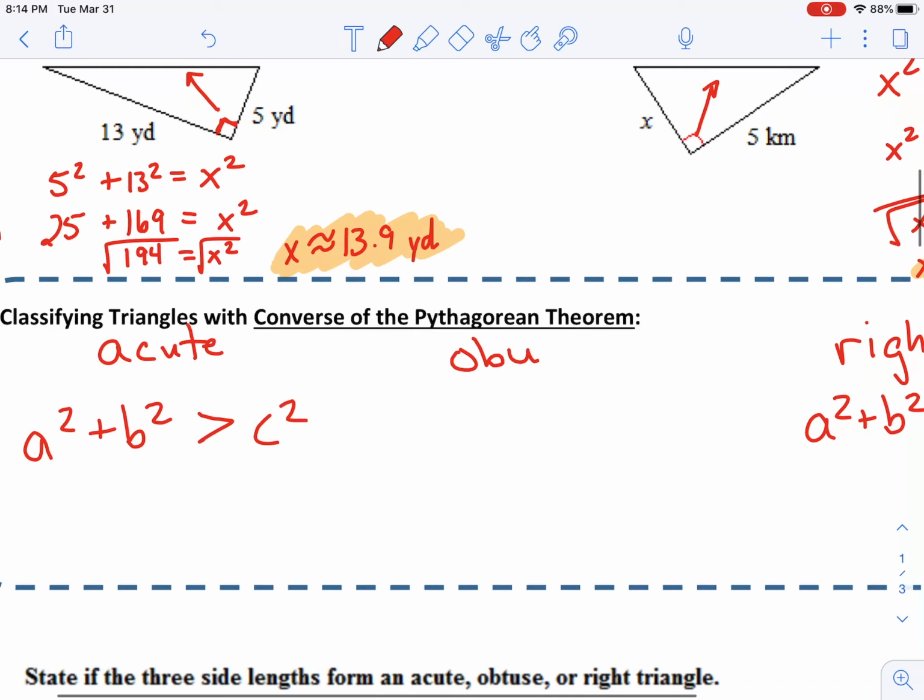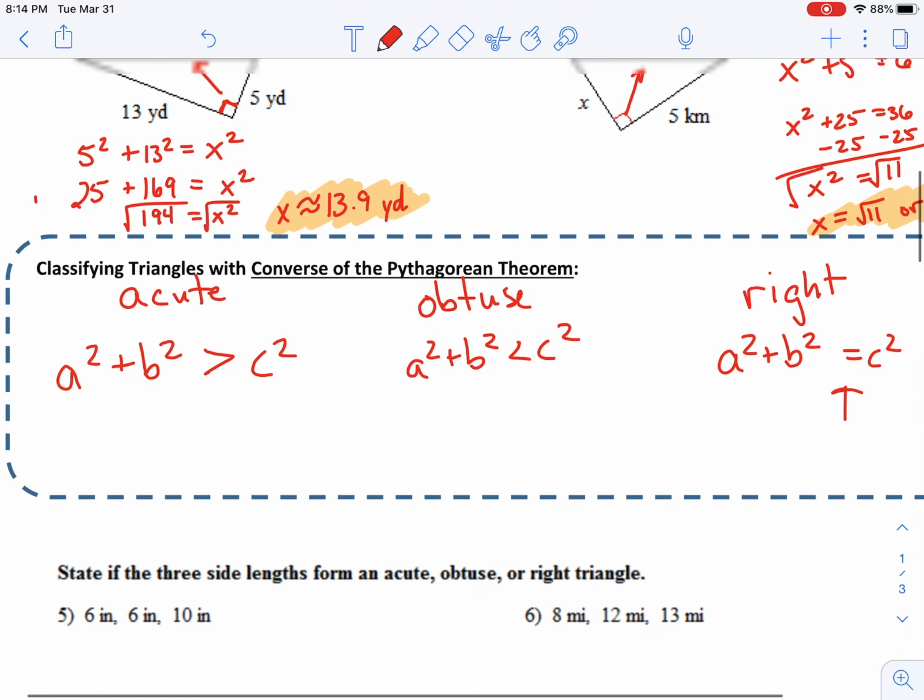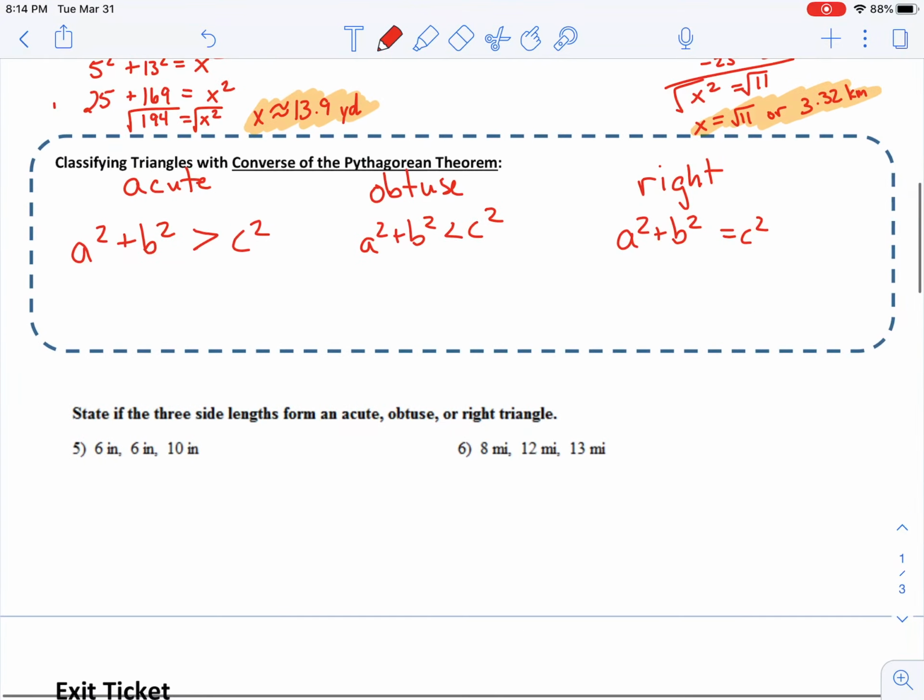Okay, and then an obtuse triangle. Ooh, it's not how you spell obtuse at all. Obtuse, right, is a squared plus b squared is less than c squared. So that's the converse. Converse means the opposite. So in a right triangle, you have equals. We know that because that's the Pythagorean theorem. But the converse says that if it's greater than, it's acute, and if it's less than, it's obtuse.